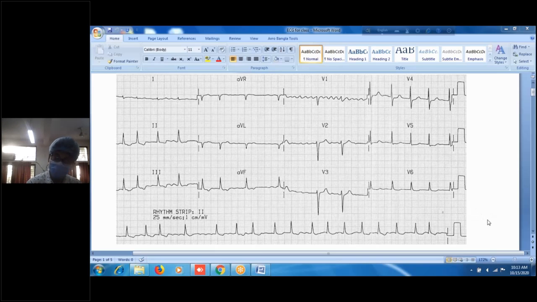Sometimes a topic of question may be asked: what are the causes of atrial fibrillation? We will utter the names: hypertensive heart disease, ischemic heart disease, valvular heart disease, thyrotoxicosis. All these can cause atrial fibrillation. And there may be no cause for atrial fibrillation; idiopathic is also an important cause. So these are the causes and presentations: asymptomatic, episodic palpitations like that.